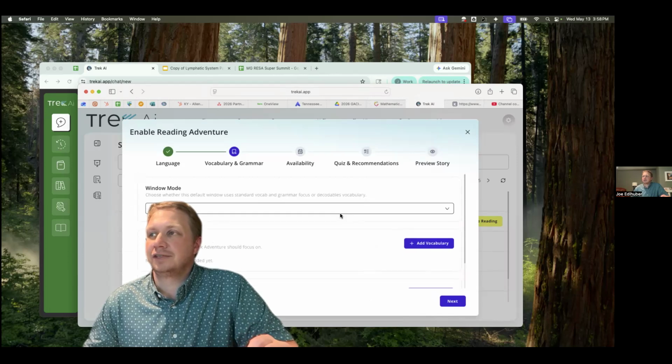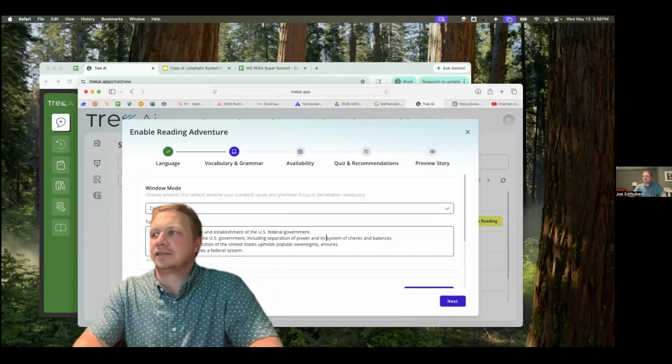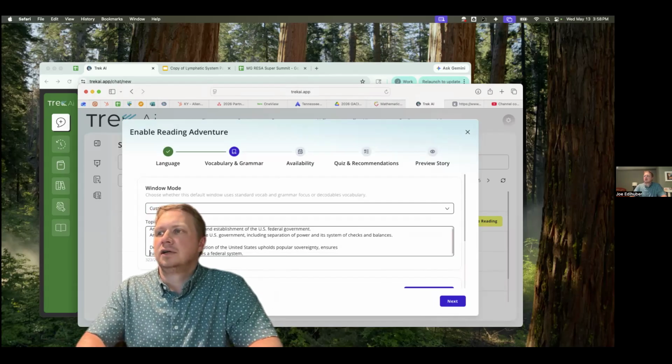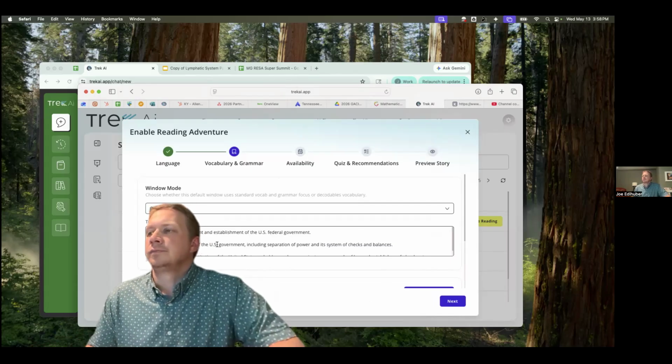And so, how easy it is, literally just go to custom topic, and I'm going to cut and paste those standards in. I'm going to clean this up a little bit just for my amusement here. You probably don't need to, but I like to think that it helps.